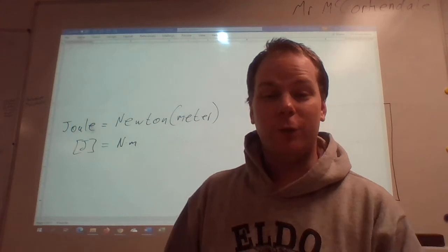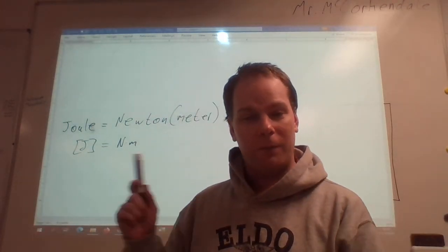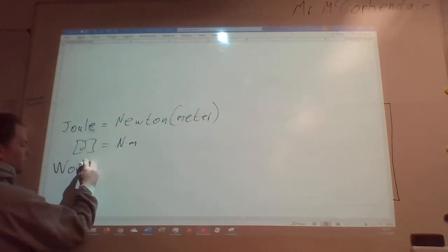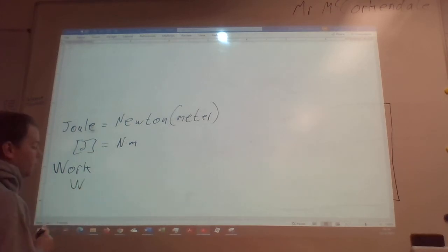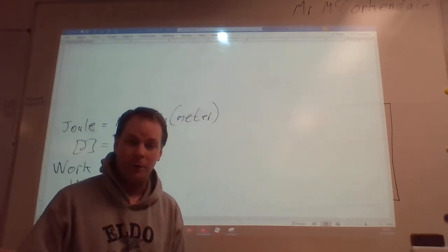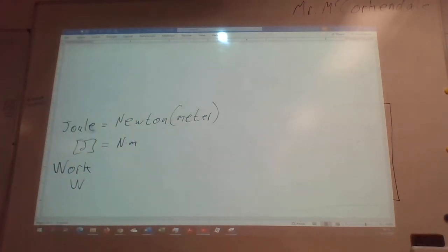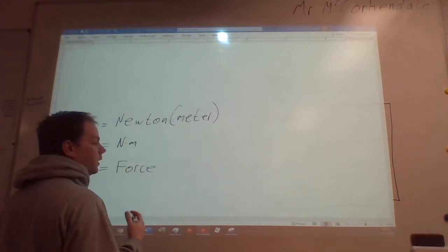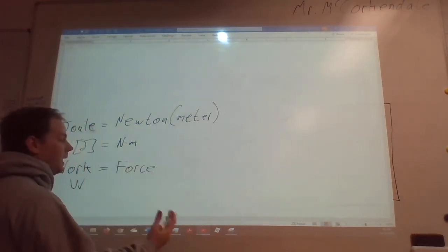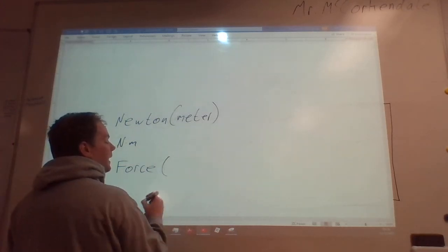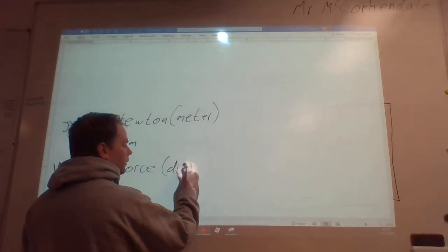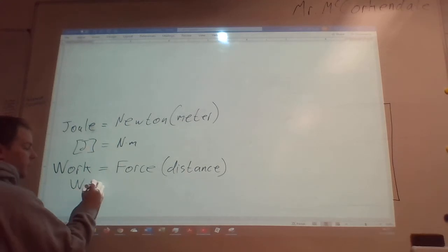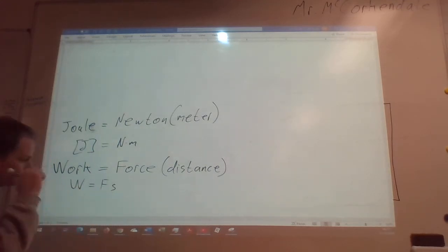Now the actual equation for work, which I haven't given you yet, you could probably figure it out based on the unit. But work, which we use an uppercase W for, which is why we did not use an uppercase W for weight. We used FG instead. Work is equal to the force that you are overcoming, or the force that is being applied, times the distance that you're traveling in that same dimension. So W is equal to F times S.